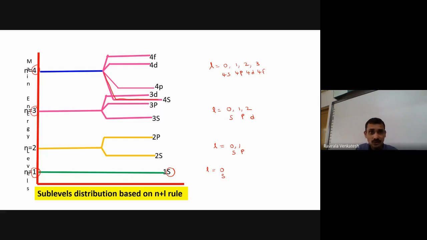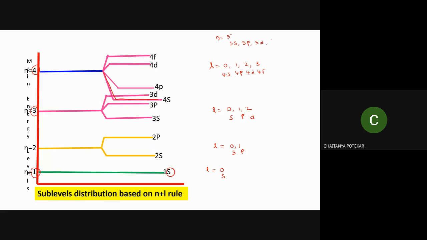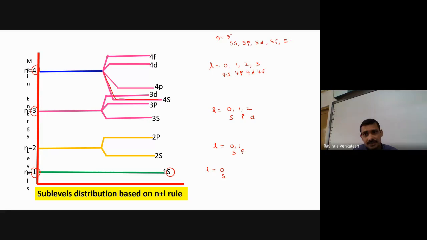How to write if they give n is equal to 5? What can we write here? 5s, 5p, 5d, 5f, and 5g. But g is not there. So generally g is not present up to now. Maybe in the coming years a g orbital may also come, because we have only 118 elements up to now. If we get a 119th element, this is possible. Okay, leave this one, and we will move to our next slide now.